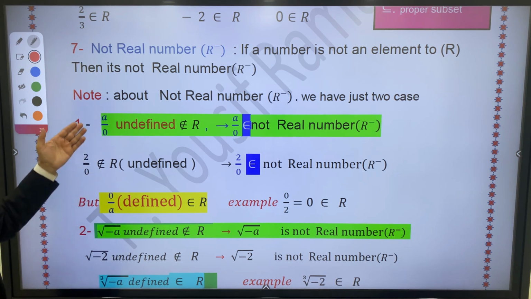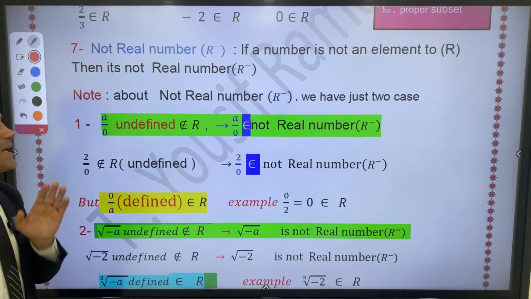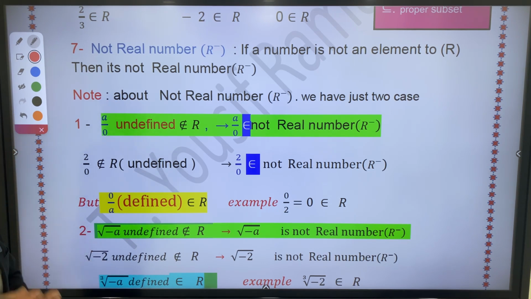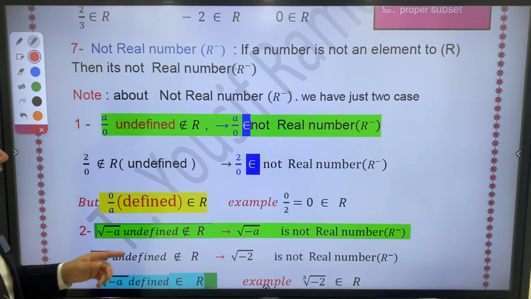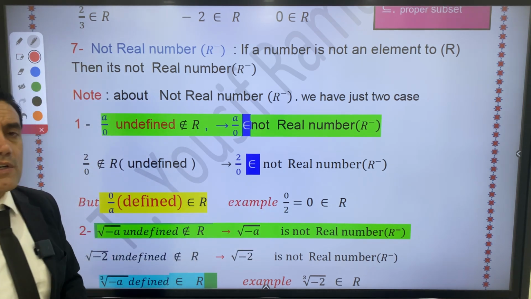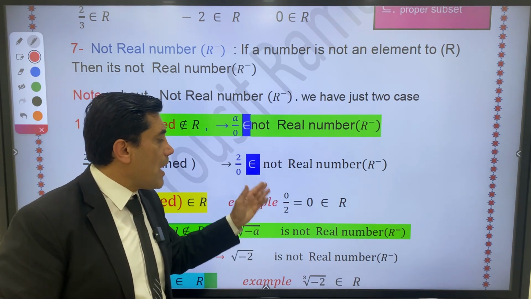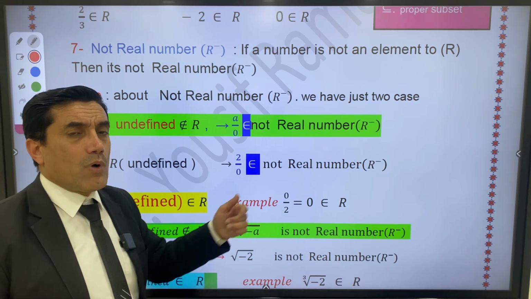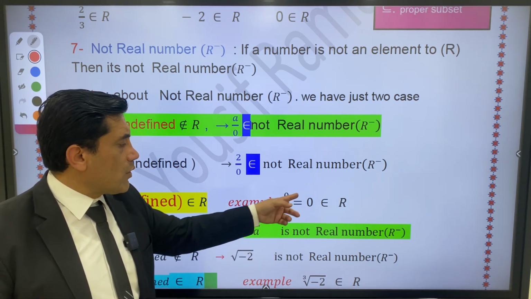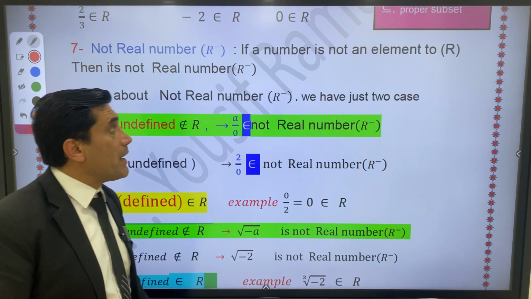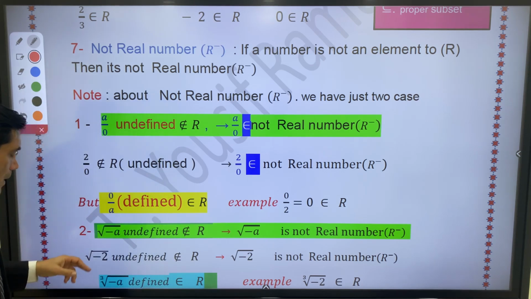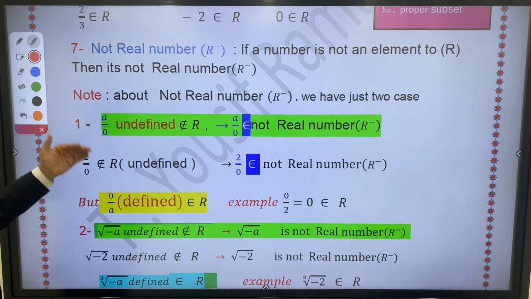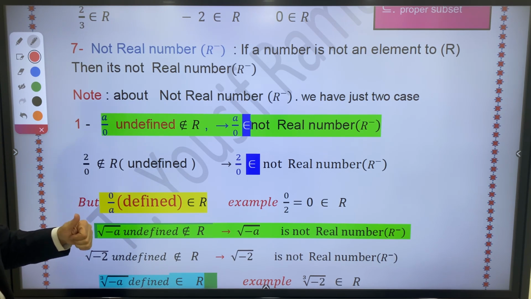But don't forget, I said I over 0 is undefined. That means not real numbers. But 0 over I is defined. For example, 0 over 2 equals 0. 0 over I number equals 0. And 0 belongs to real numbers. Yes, I said 0 belongs to real numbers. I said I over 0 is undefined. That means I over 0 is not real numbers.